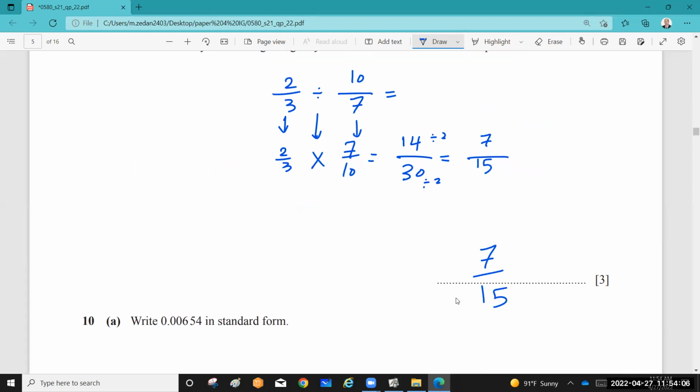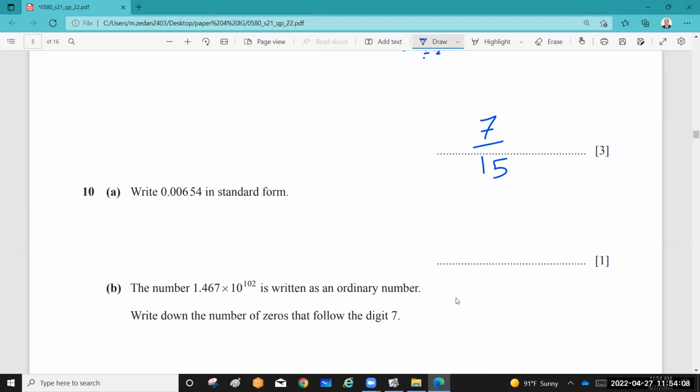Write 0.00654 in standard form. I need to multiply this number by 1,000. I need to move this decimal point between 6 and 5, so I need to move it 3 decimal places. To do this, you really multiply by 10³, which is 1,000, and the reciprocal is 10⁻³. The product, the number times 10 to the power 3, will be 6.54, the standard form of the number. And this still exists, the 10 to the power negative 3, and this is the answer.